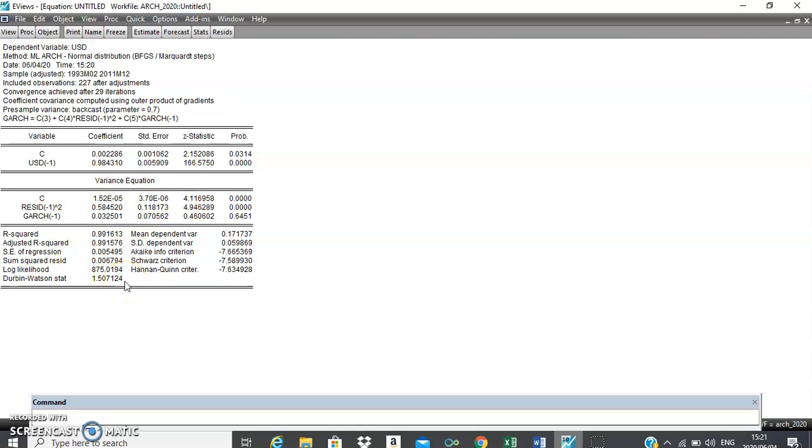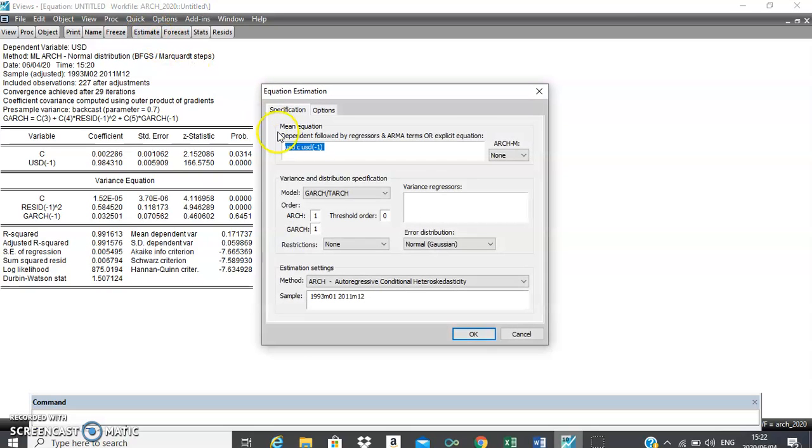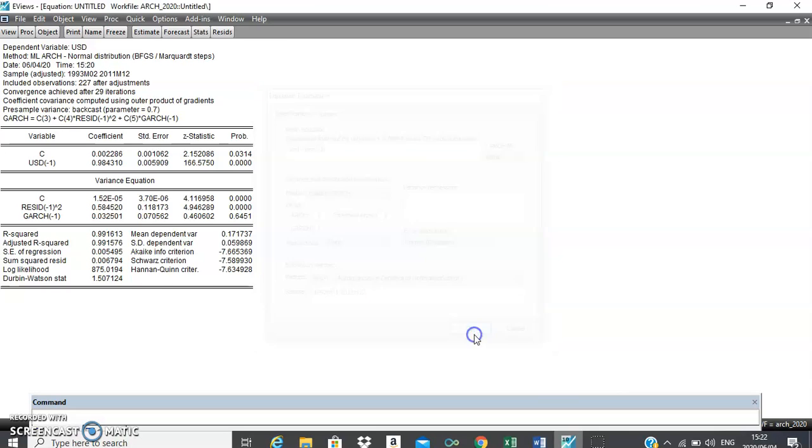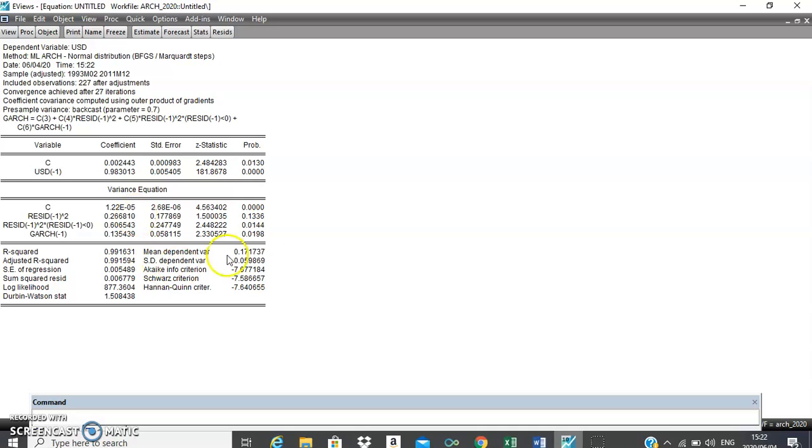Now, how do I estimate the threshold GARCH? Instead of going to Quick, Estimate Equation and so forth, we simply click here on Estimate. You can see you still specify ARCH to be 1, GARCH to be 1. Now we have to change the threshold to 1. You can see here that you have GARCH or TARCH. We don't have to change anything else. All we have to do is click on OK, and now this is our output.